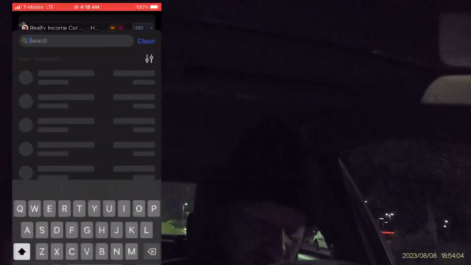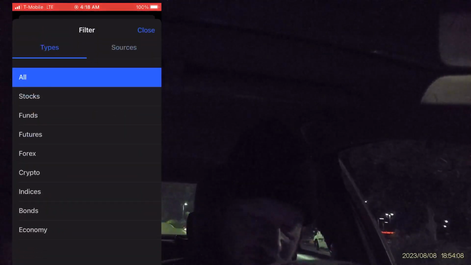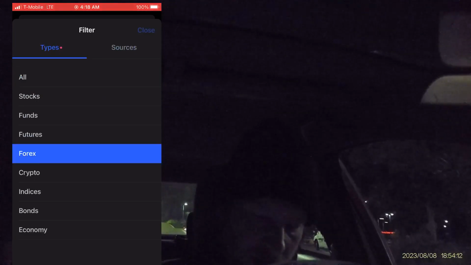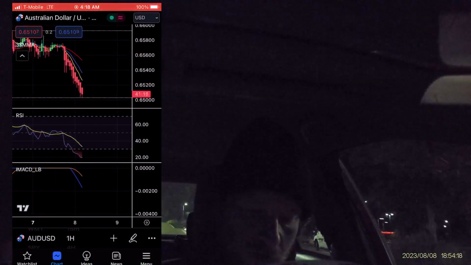Today we're going to be looking at Forex. Let's just look at the Australian dollar here. And we want to look at using this method for Forex. And I've talked about this briefly.